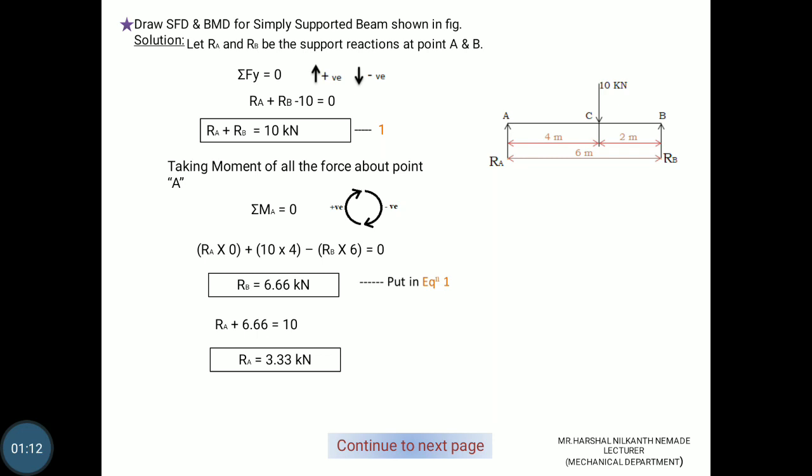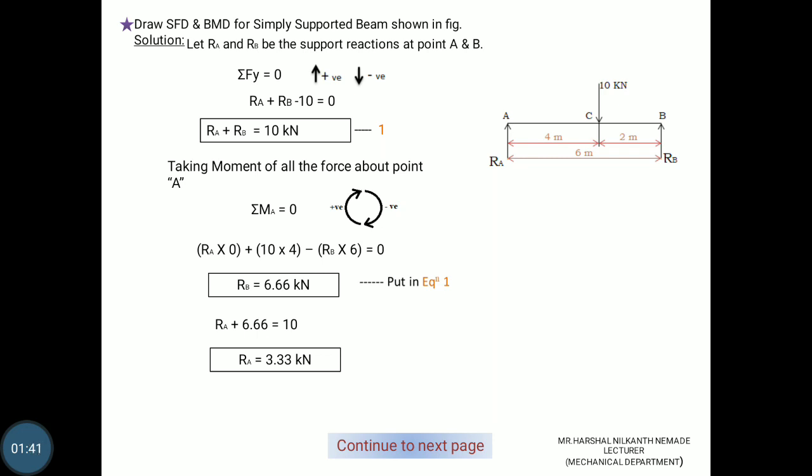Take moment of all the forces about point A. At point A we have to take the moment. Summation of MA is equal to 0. Clockwise rotation is positive, anti-clockwise rotation is negative. Ra multiplied by 0, plus 10 multiplied by 4, minus Rb multiplied by 6 is equal to 0.